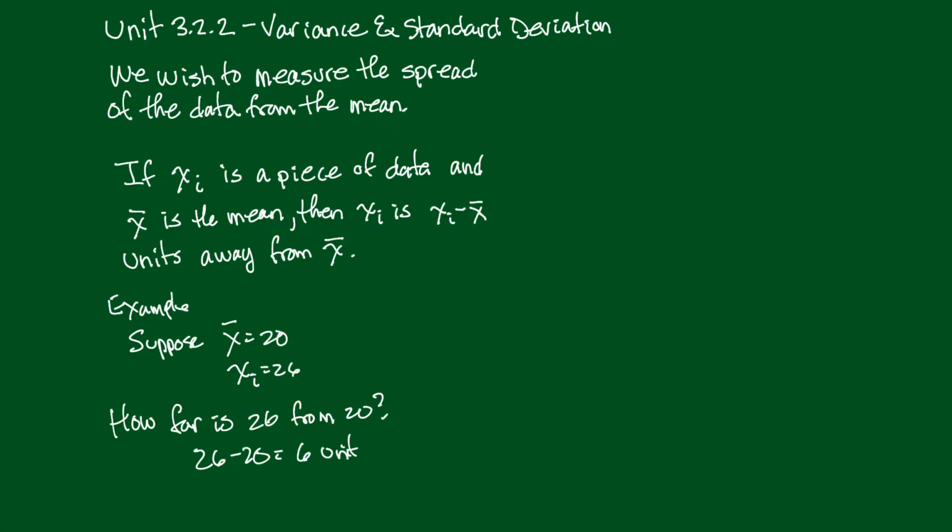Let's draw a picture here. Suppose these are our x values, and here's the mean right here, a middle value. Now pick some number, maybe this one over here. I'll call that x sub 1. How far is x sub 1 from x bar? Well, it's this far. And how do you measure that distance? It's x1 minus x bar. So in our example, if that's 26 and this is 20, we'd get 26 minus 20, which is 6 units.